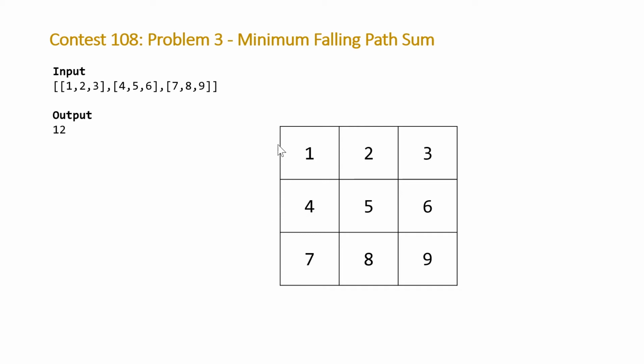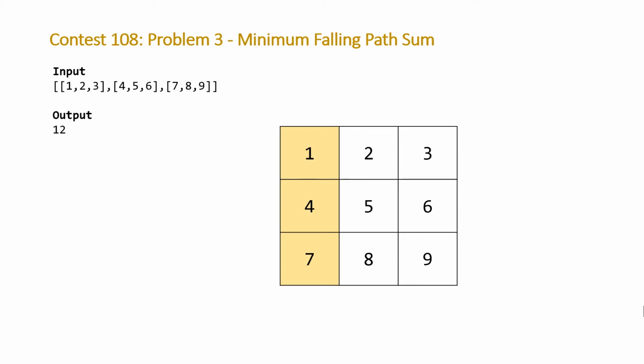And the only rule is that whatever row or column you're currently in, you can only move to either the column directly below it, so the same column, or one to the left or one to the right. So a maximum difference of plus or minus 1 from your current column. And this example is pretty trivial. It's just going to be moving straight down in the first column, which gives you 1 plus 4 plus 7, which is 12. So this is a trivial example. It doesn't really inform much of what we have to do.